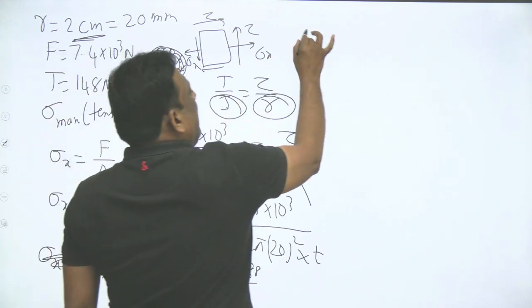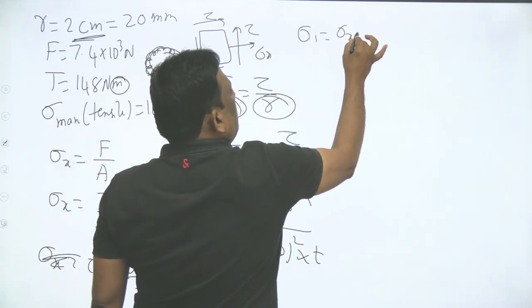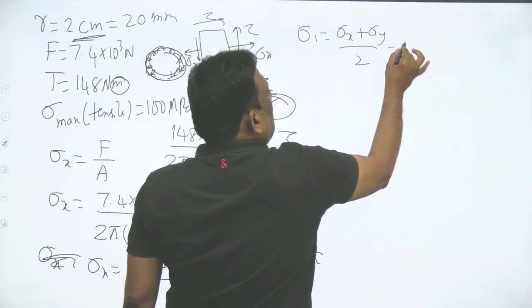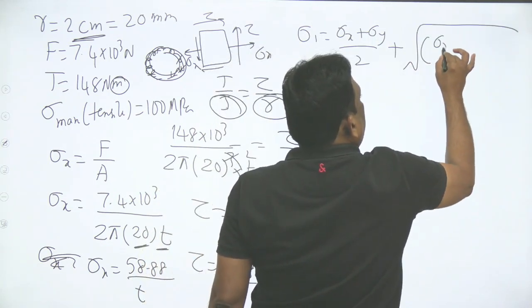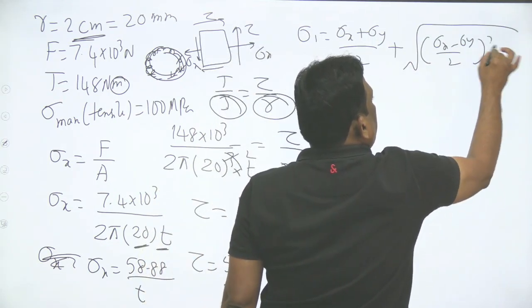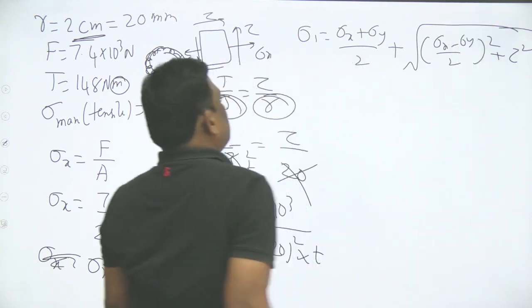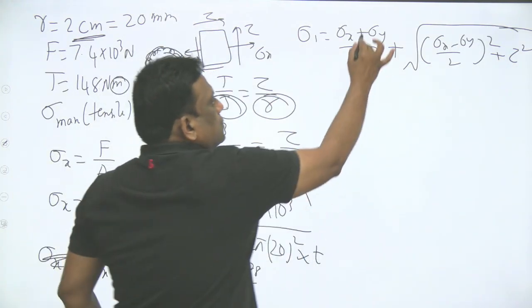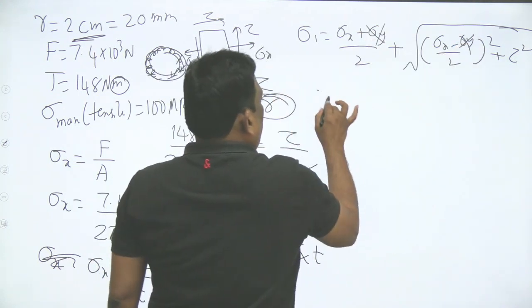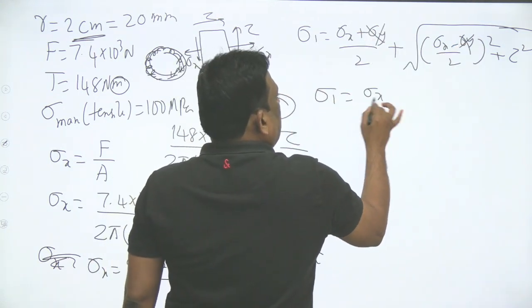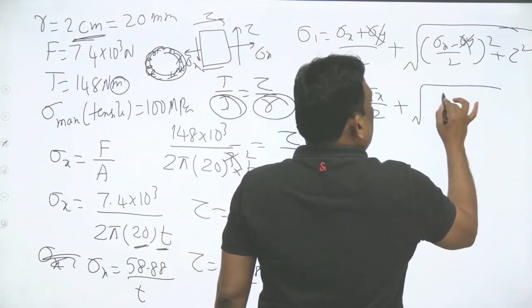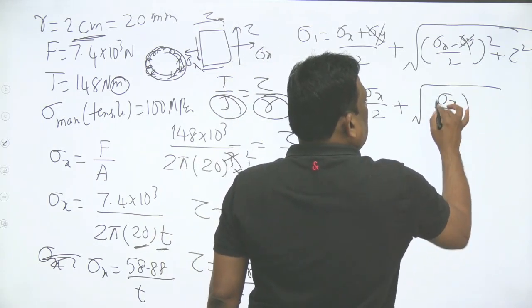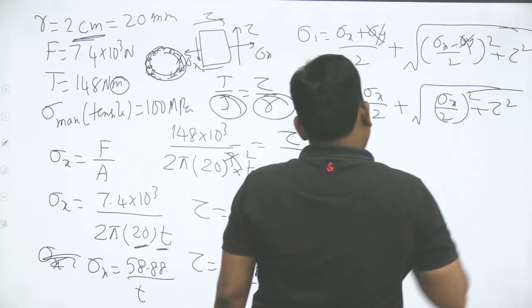What is the maximum principal stress? It is sigma x plus sigma y by 2 plus under root of sigma x minus sigma y by 2 whole square plus tau square. But sigma y is 0, there is only sigma x. So sigma 1 is equal to sigma x by 2 plus under root of sigma x by 2 whole square plus tau square. Excellent.